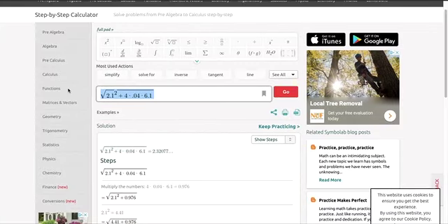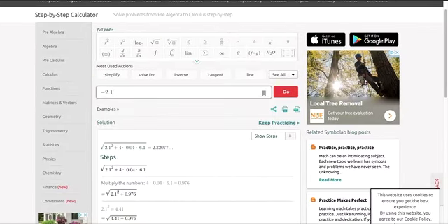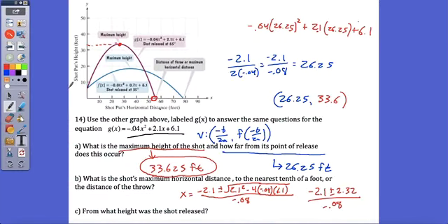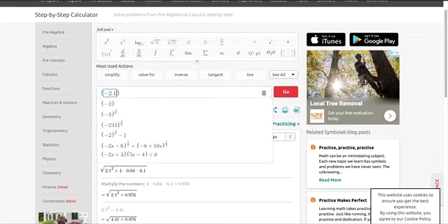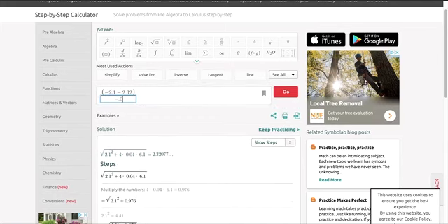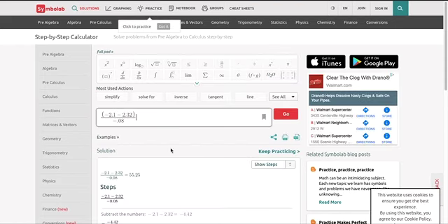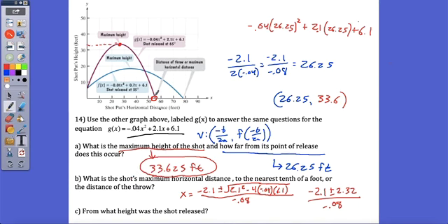So we've got negative 2.1. We want the positive version, so minus 2.32. Negative 2.1 minus 2.32 all over negative 0.08. There we go. And we get 55.25 right here, which is exactly what we should have gotten based on the look of the graph. 55.25.